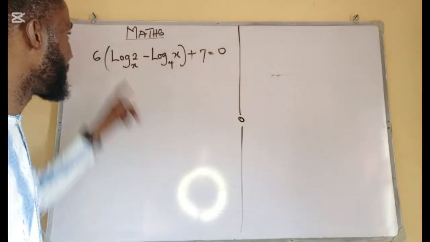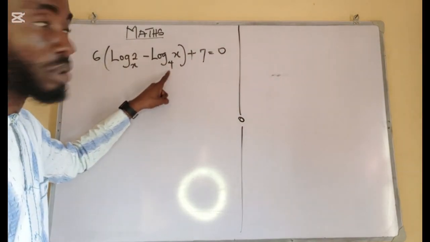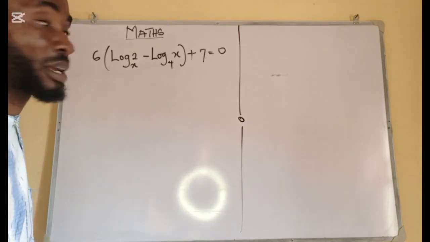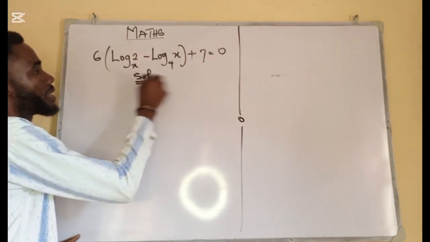But if you observe very well, they have different bases here. The base here in this function is x, and the base here is 4. So let's see how we can make them the same and obtain the value of x. Are we good to go now? Good. So here we have the solution.